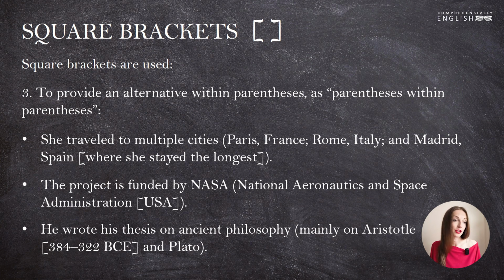He wrote his thesis on ancient philosophy, mainly on Aristotle, 384–322 BCE, and Plato. Again, the square brackets are used here to give additional information about the years of Aristotle's life. For instance, we could also add a subordinate clause, who lived in this or that century, in these or those years, but we just enclose that information in the square brackets, and now it is concise and gives some additional information to our reader, and everything looks neat and nice.